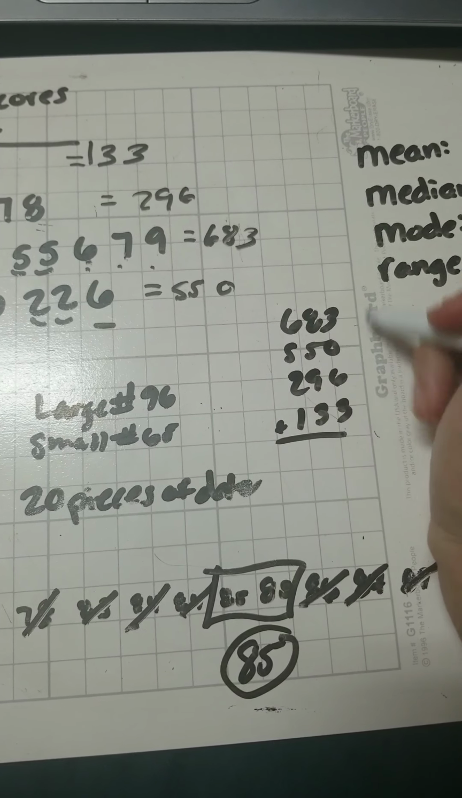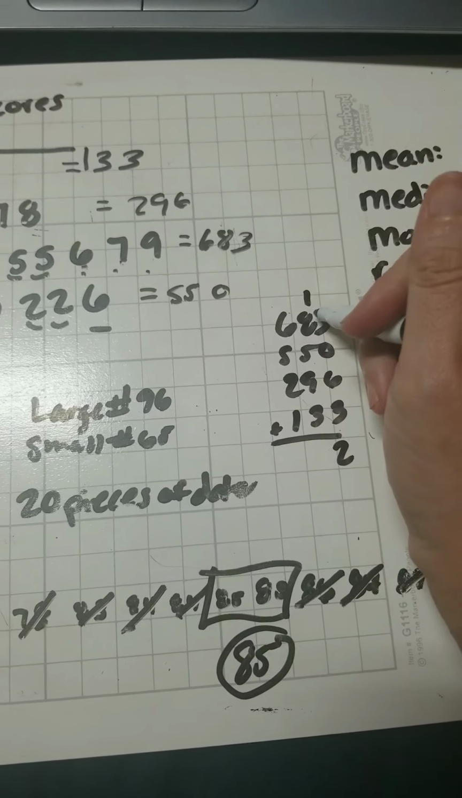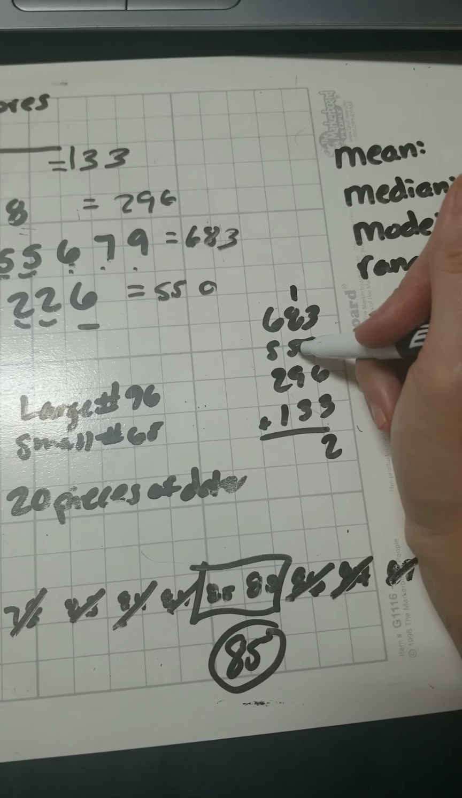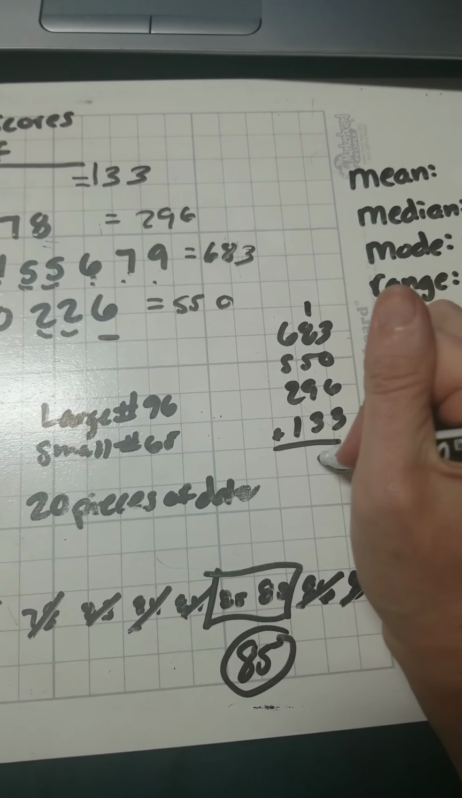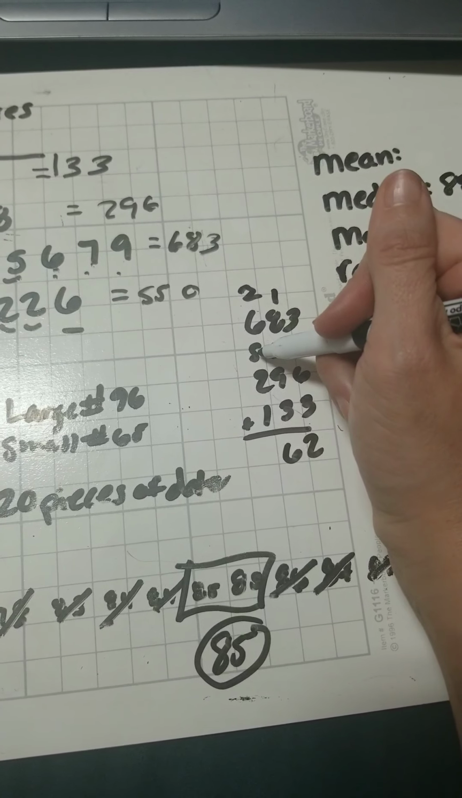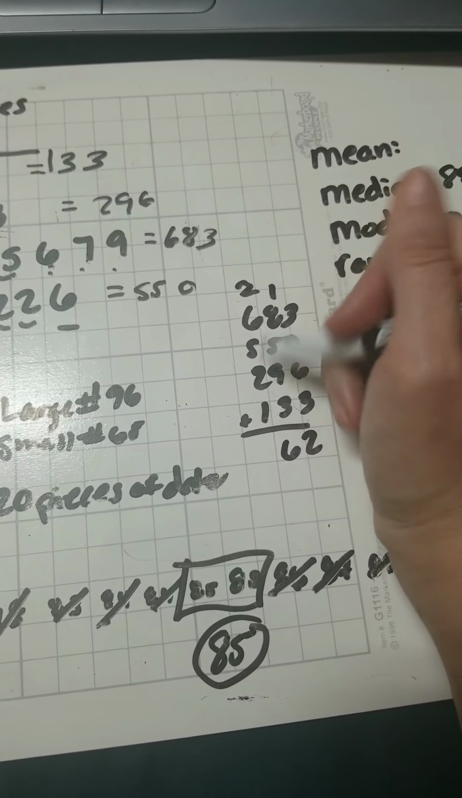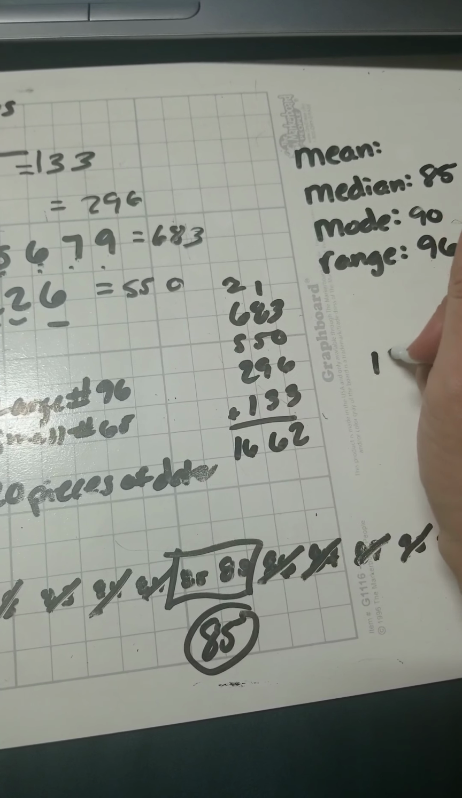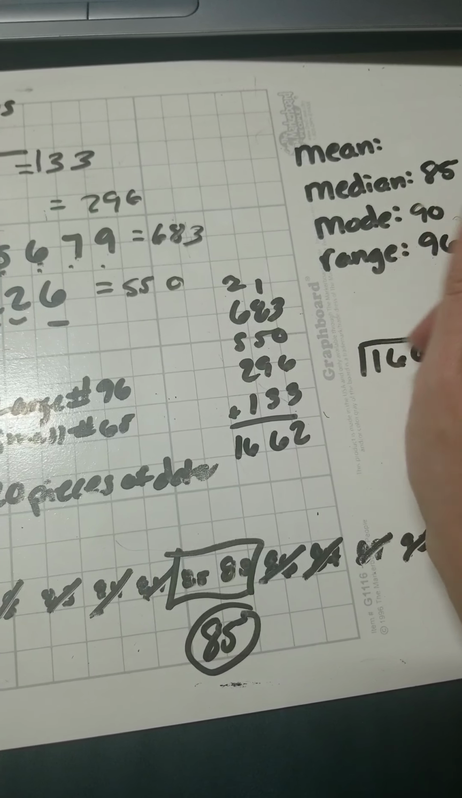So that is 6 plus 6 is 12, carry a 1. That is 9 plus 9 is 18, plus 5 is 23, plus 3 more is 26. Then I have 6, 7, 8, 13, 14, 15, 16. So 1,662 divided by 20.